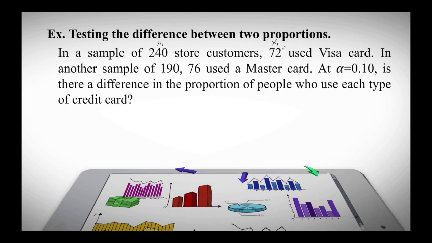Next, in another sample of 190, so this will be the second population, we have 190 as n sub 2. 76 from those 190 used MasterCard. So, this is X sub 2. At alpha level 0.1, is there a difference in the proportion of people who use each type of credit card? Is there a difference between the proportion of people using Visa versus MasterCard? May difference ba? May pinagkaiba ba sila? Ayun yung hinahanap ng tanong. So, at alpha level 0.1, let's have the answer. Yes, there is, or no, wala. No, walang difference statistically. Okay?